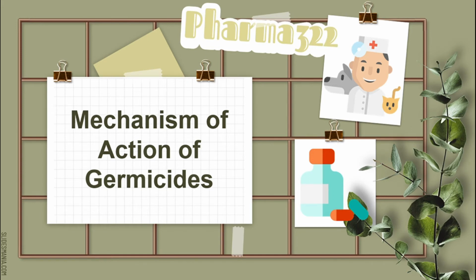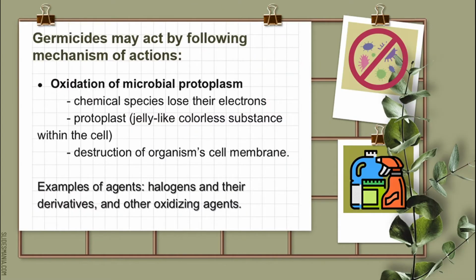Mechanisms of action of germicides. Germicides may act by the following mechanism of actions. First is the oxidation of protoplasm.